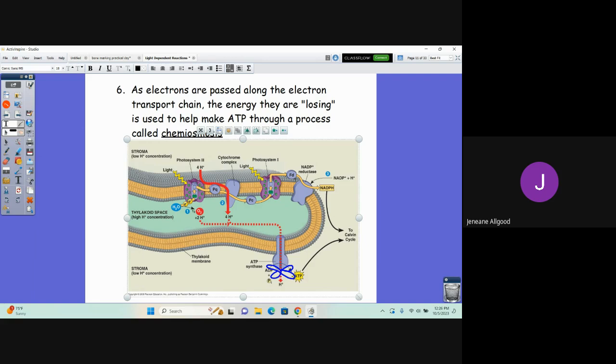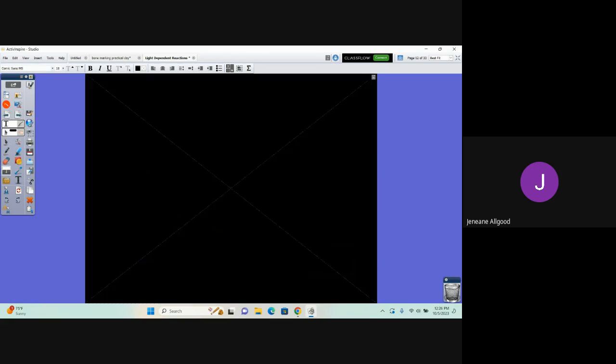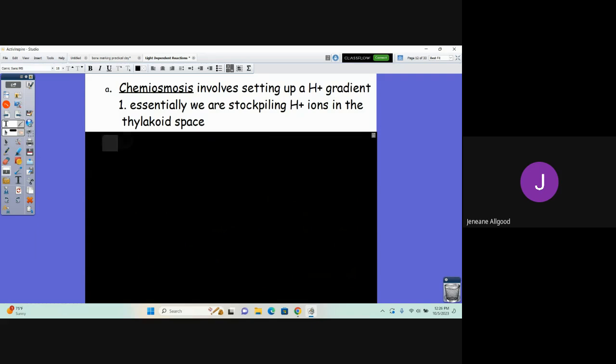But once this concentration builds up here, there are way more H pluses in here than out here. So when that gate on ATP synthase opens, this is passive transport. This is basically just facilitated diffusion. They're going through that ATP synthase, which is a channel protein. And you do make ATP out in the stroma. So let's talk about chemiosmosis a little bit today, and then we'll pick up there tomorrow.